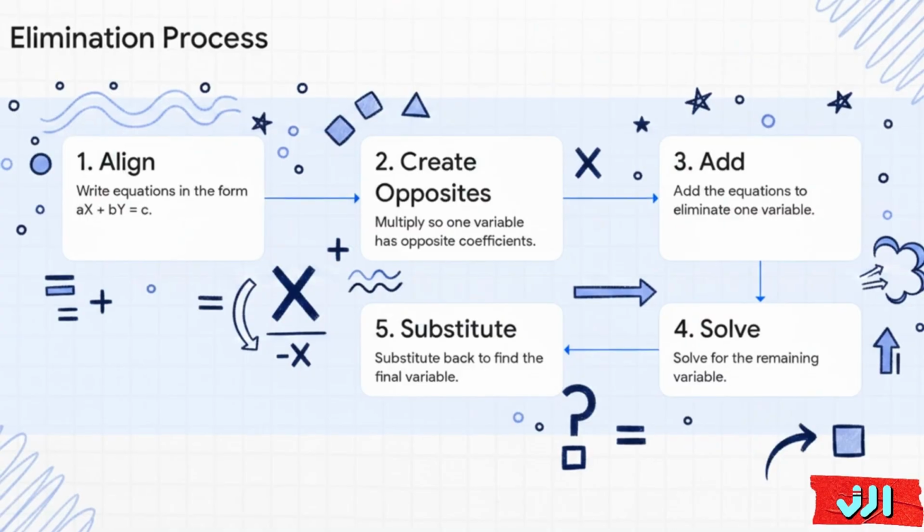Here's the playbook for elimination. First, you stack the equations up so they're perfectly aligned. Now, the key move is step 2. You might need to multiply one whole equation by a number to make sure one variable has opposite coefficients, like a positive 2x in one and a negative 2x in the other. Then, you just add them up, solve for what's left, and find your missing piece.